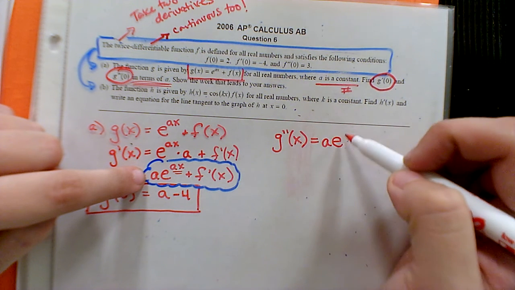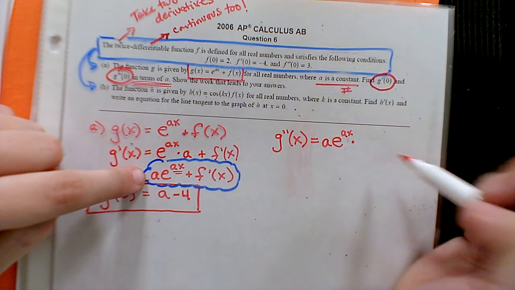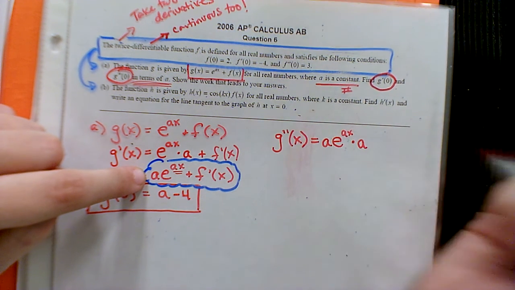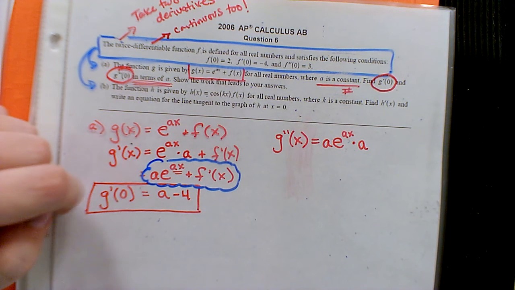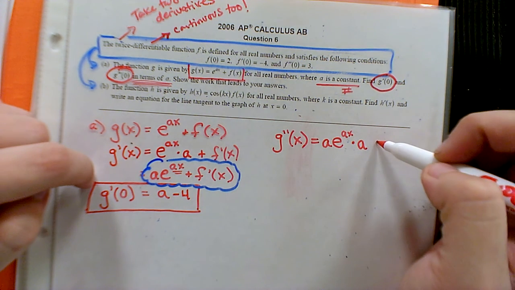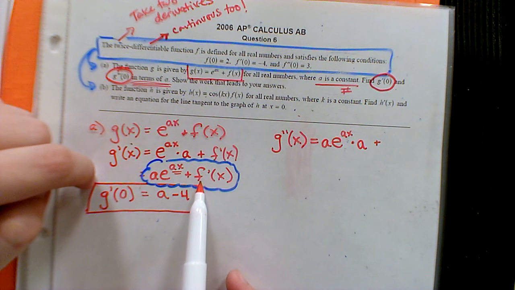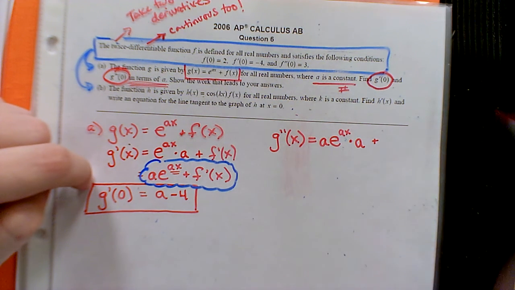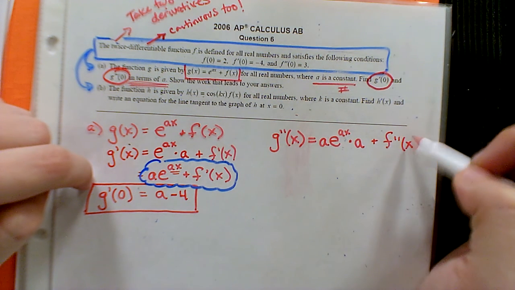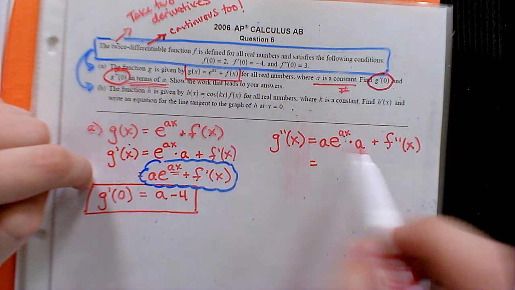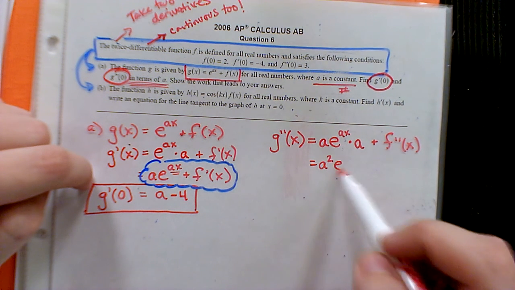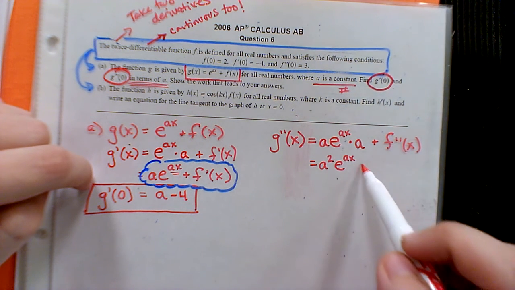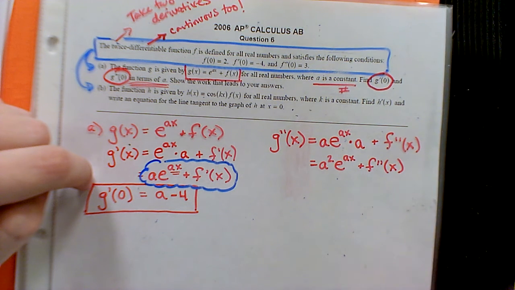Didn't we do that before? It was e to that power times the derivative of that power. So we would have to multiply by another a. Let's go ahead and add the next derivative. How do you want to represent the derivative of f prime? What would the derivative of a derivative look like? F double prime. Good. All right, so if we clean it up, we have a times a, which would be a squared, and then e to the ax plus f double prime.